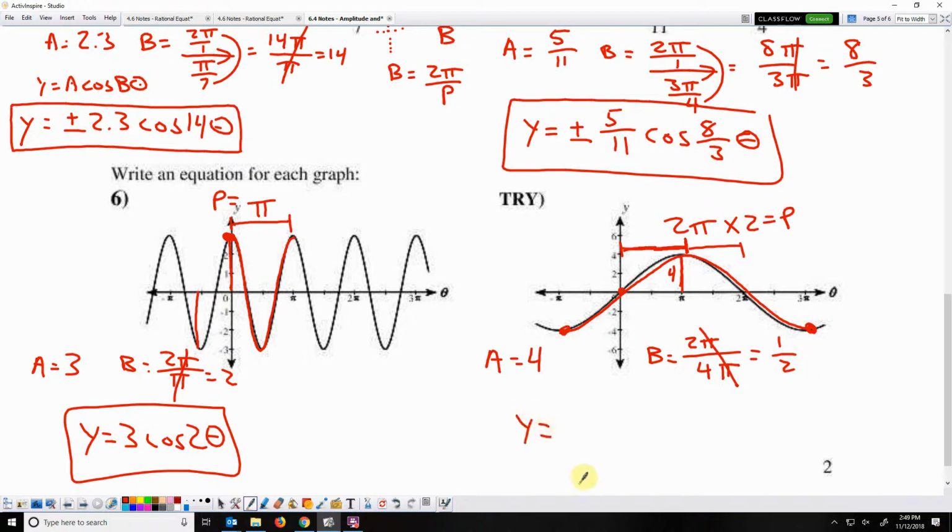So y equals, I know it's going to be sine, and anytime it starts in the middle, it's going to be sine, but since it goes up, it's going to be positive. If it started here and went down, it would be negative. So it's going to be a positive sine. So positive 4 sine 1/2 theta.